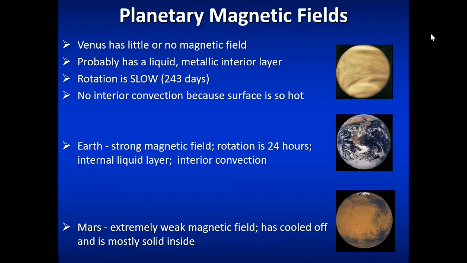So it's almost as hot on the surface of Venus as it is in the interior of the planet. So there's really not even convection of rock to cause motion. So Venus, not really a magnetic field. Talked about Earth.